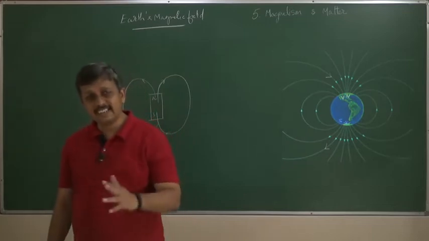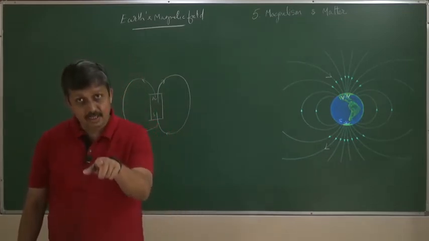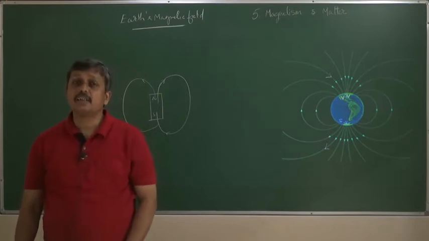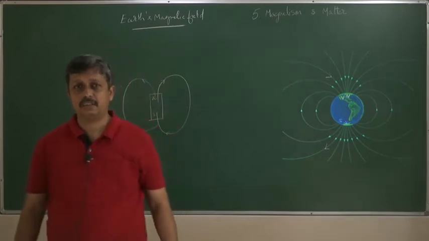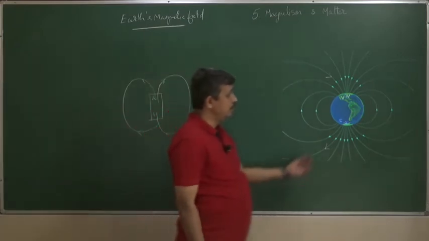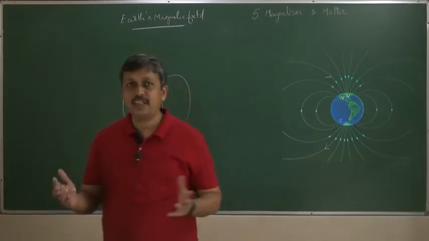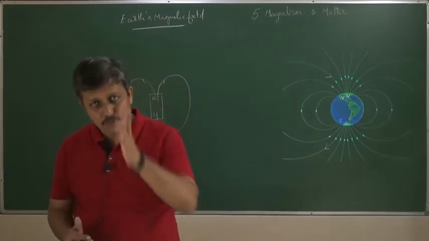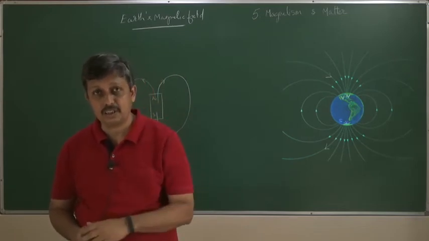So whenever we say magnetic north of the Earth, we mean wherever the compass needle north points to is called magnetic north. It is not about the north pole of the magnet situated inside. The definition is like that. Wherever the compass needle is pointing to, that is called magnetic north.